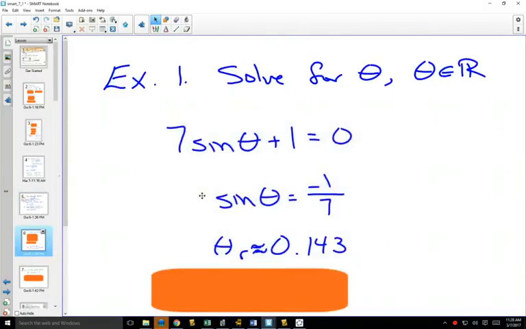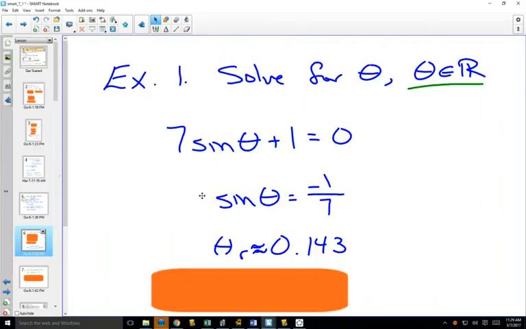Here's our first example. It says solve for theta, and here is where it tells us that we want to do a general solution, that theta can be any real number. And we have 7 sine theta plus 1 equals 0. So we start by solving this like normal. You get sine theta by itself, negative 1/7.